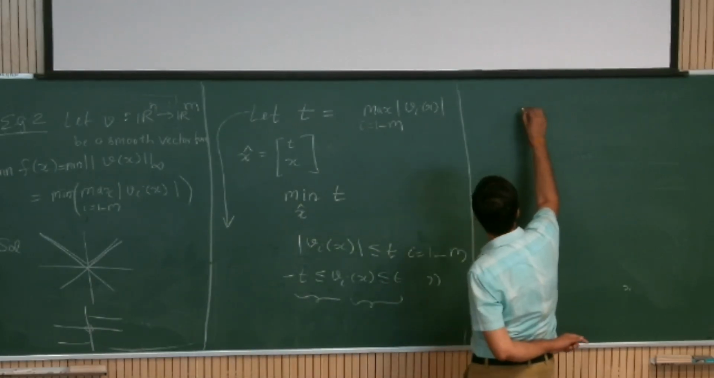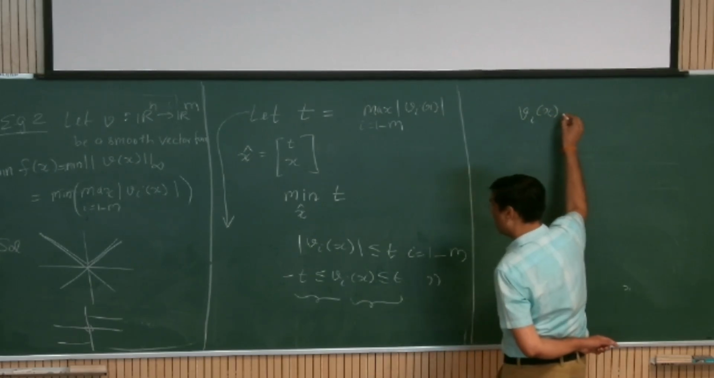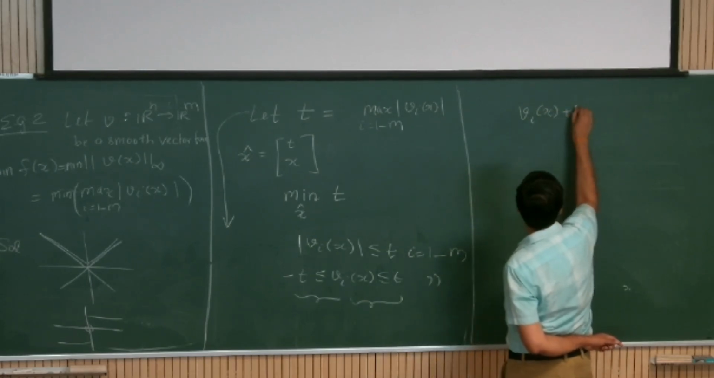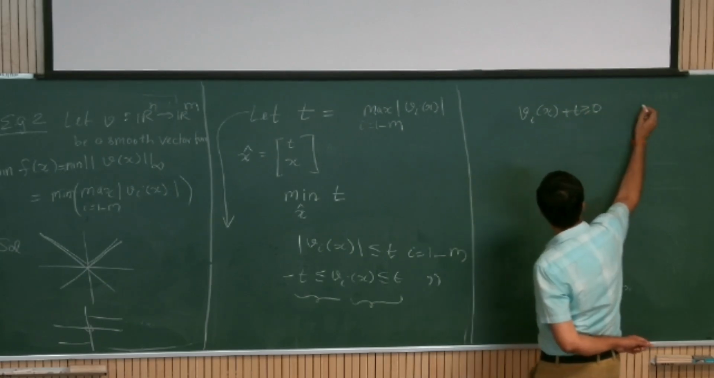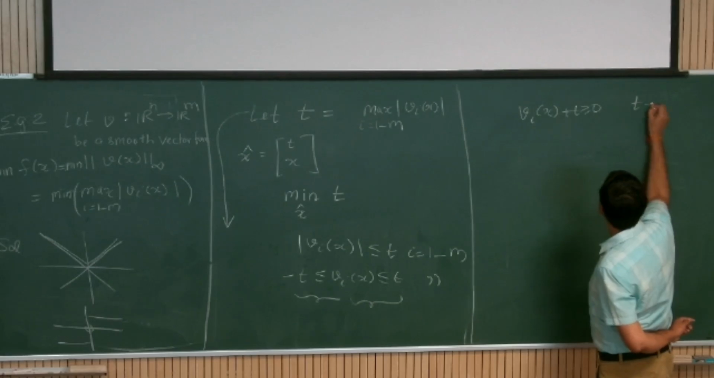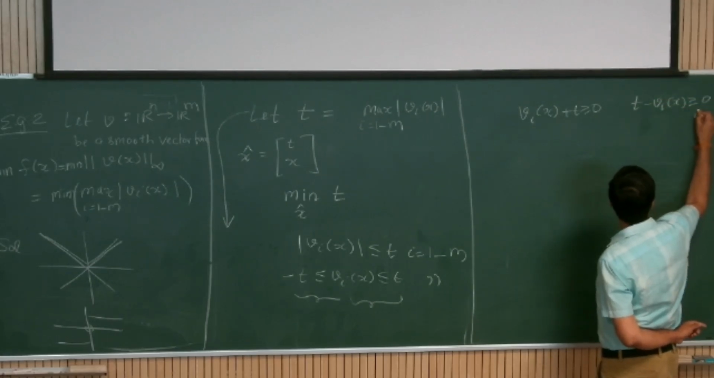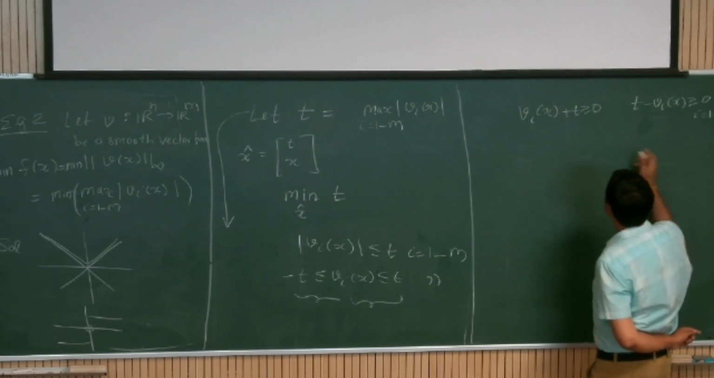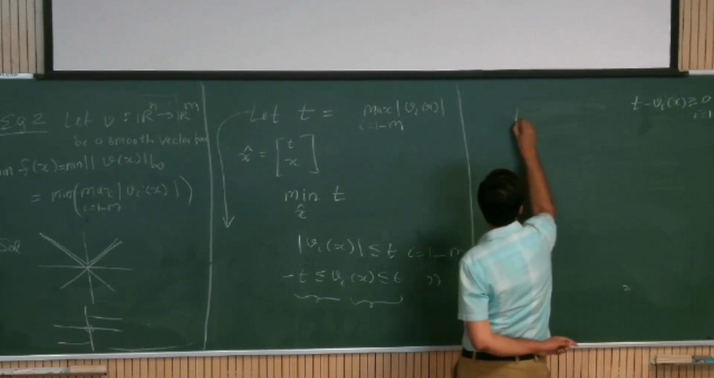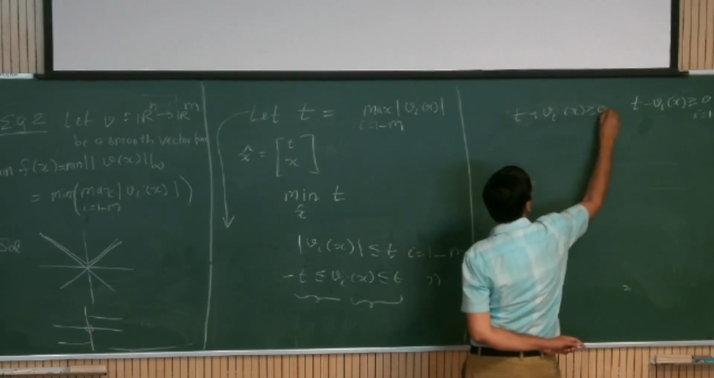So I will write this as Vi of x plus t greater than or equal to 0, and then I'll also write t minus Vi of x greater than or equal to 0, i going from 1 through m, or t plus Vi of x greater than or equal to 0.